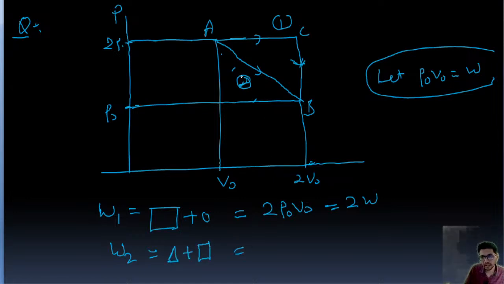So the triangle area is 1 upon 2 base into height. This base is V naught and this height is P naught, because this height is P naught and the other height is 2P naught, right?